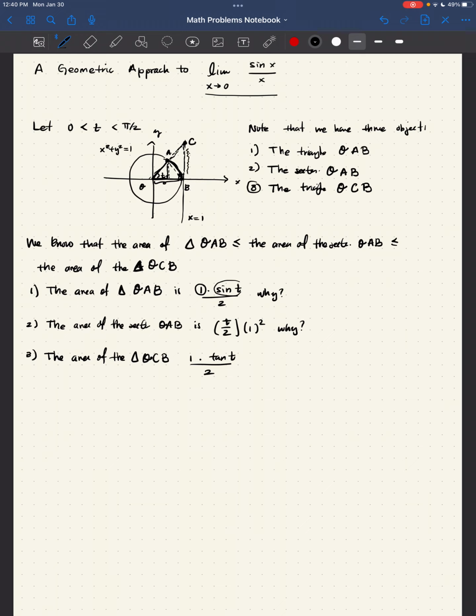right, over adjacent, but adjacent is 1, right, in this case. Okay, so look, we have that the sine of t over 2 is less than or equal than t over 2, which in turn is less than or equal than the tangent of t divided by 2.